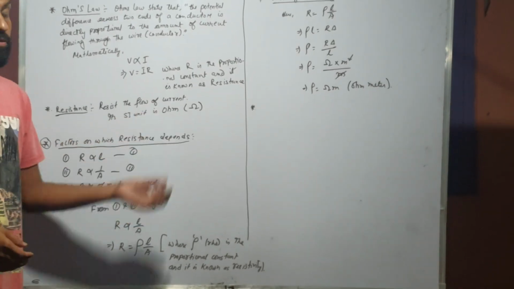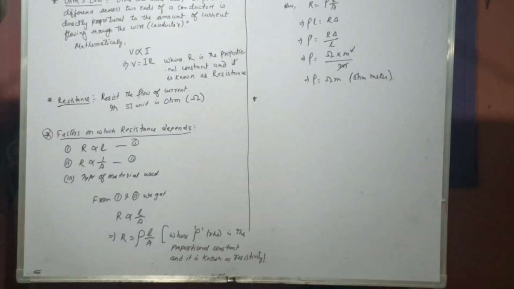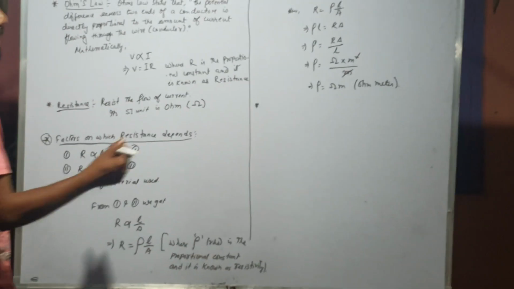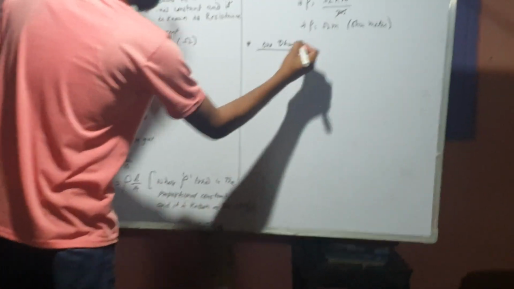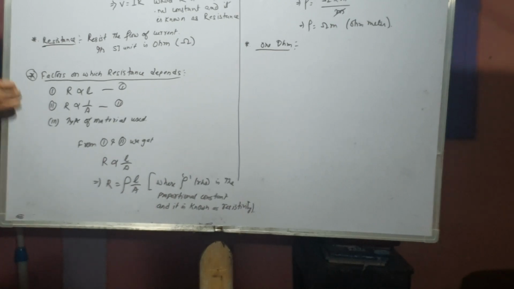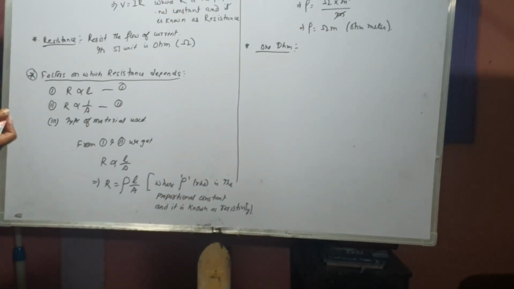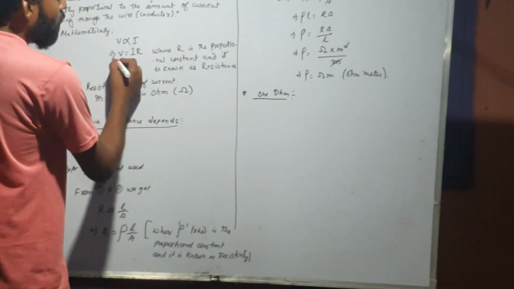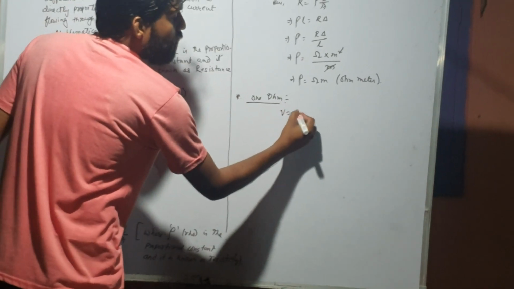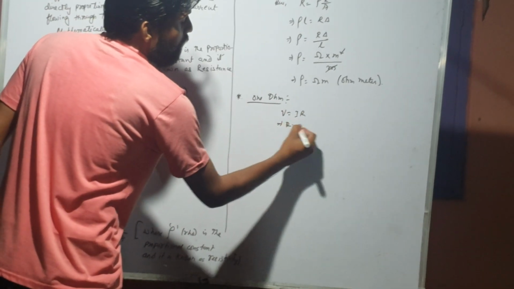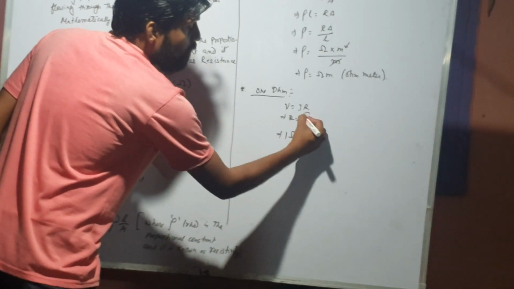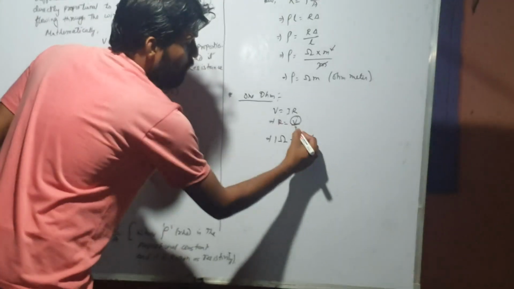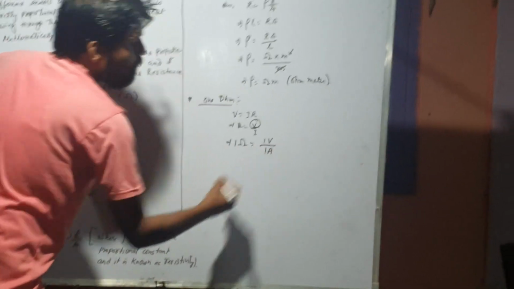The SI unit of resistance is the ohm. Sometimes we might discuss what is 1 ohm, and the definition comes in the exam: define 1 ohm. We know that ohm is the unit of resistance. The formula is V is equal to IR, that is R is equal to V by I. So if you want 1 ohm, the potential difference should be 1 volt and the current should be 1 ampere.